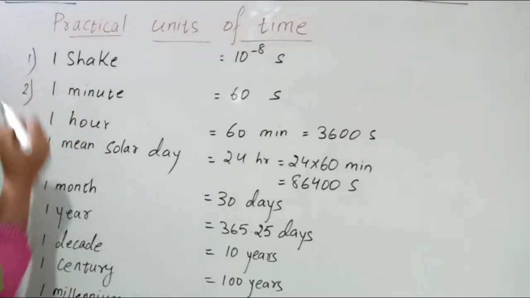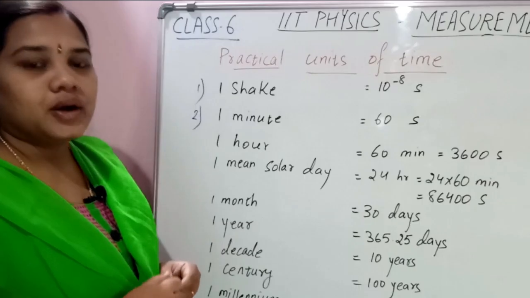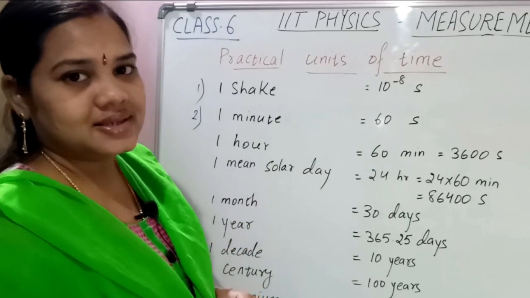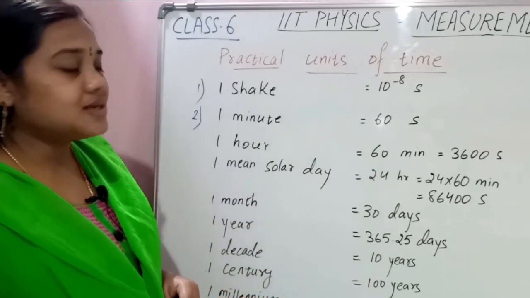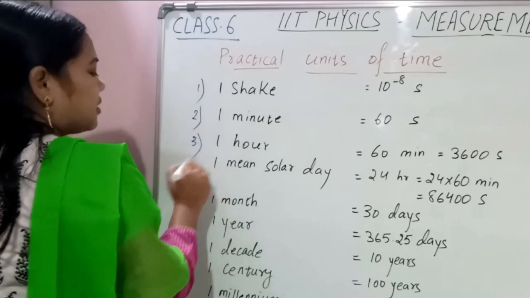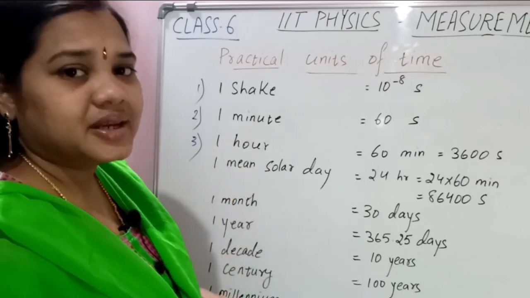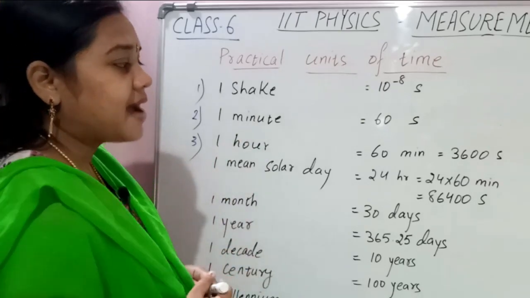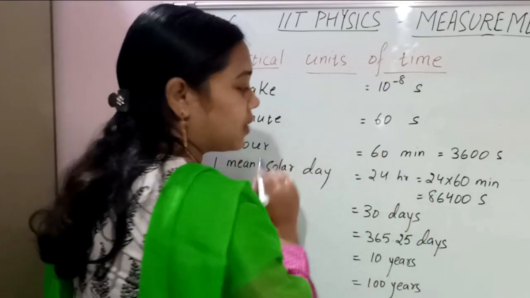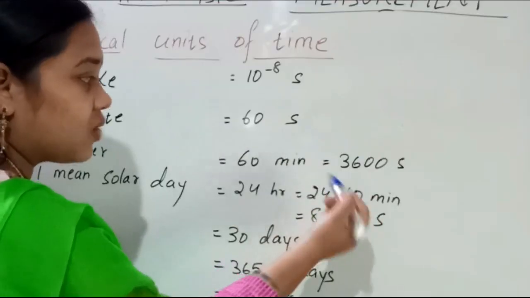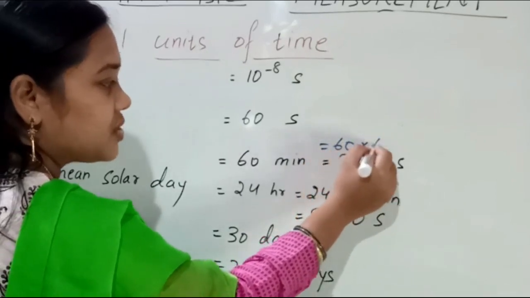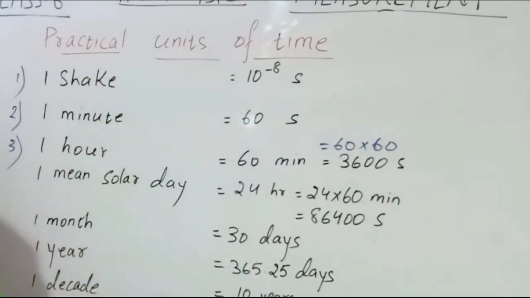Second practical unit is very familiar, minute. 1 minute is equal to 60 seconds. Third is also very familiar, 1 hour. 1 hour is equal to 60 minutes and 1 minute is equal to 60 seconds. That is 60 into 60, how much? 3600 seconds. It means 1 hour is equal to 60 minutes and 1 hour is equal to 3600 seconds.